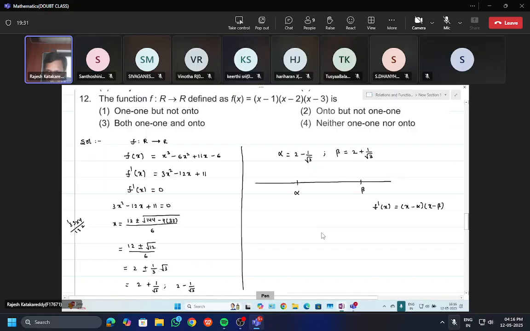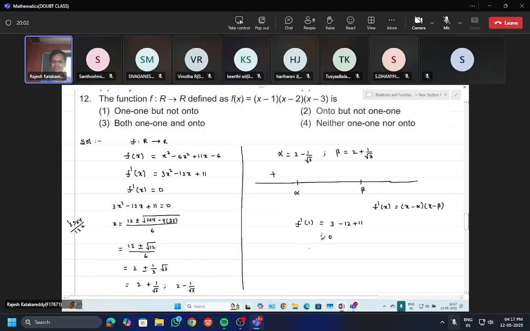I can see alpha is 2 minus something, right? So let us take 1 here. I am calculating the sign of f dash of 1. Positive or negative will do. The sign of f dash of 1 will be equal to 3 minus 12 plus 11, using the equation I wrote here. So how much is this? I think it is greater than 0. Positive, so write positive here, right?